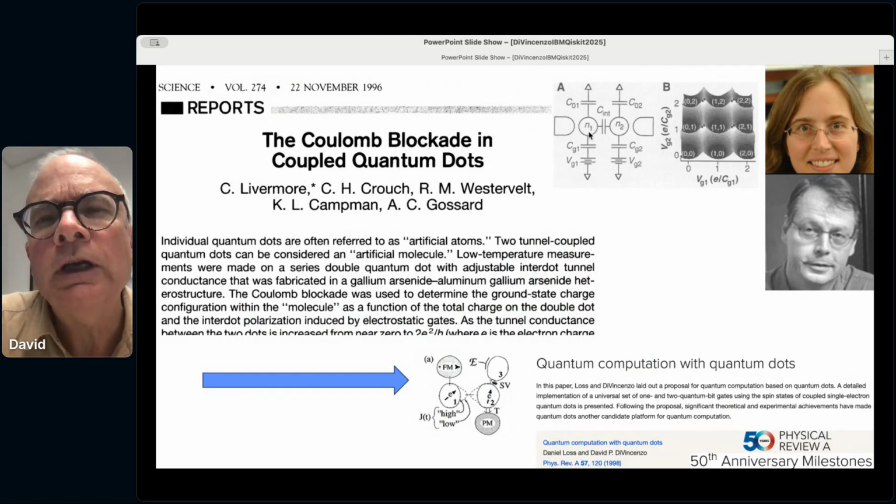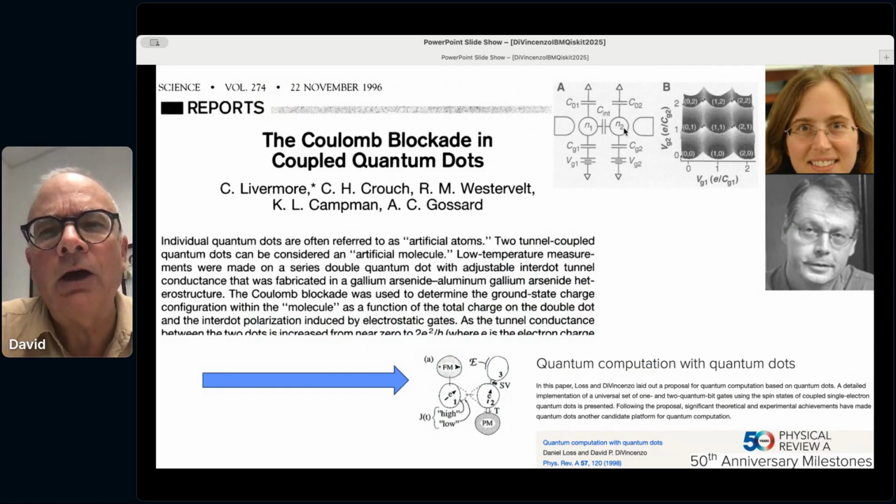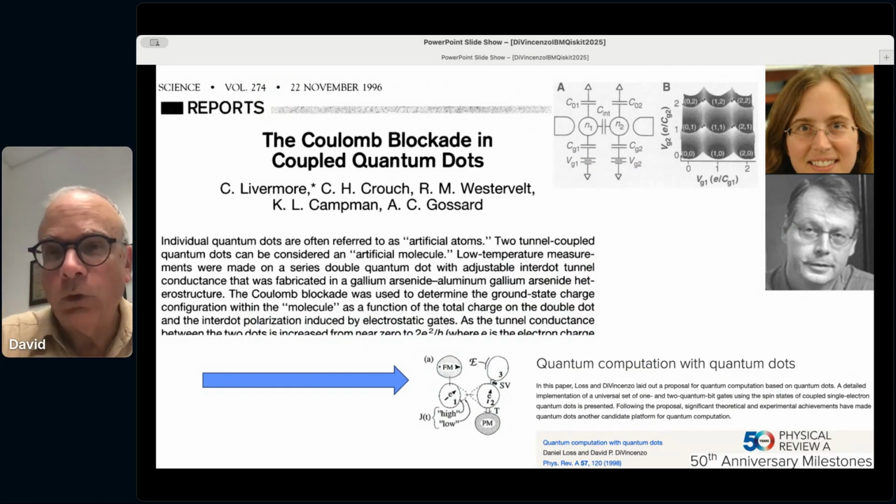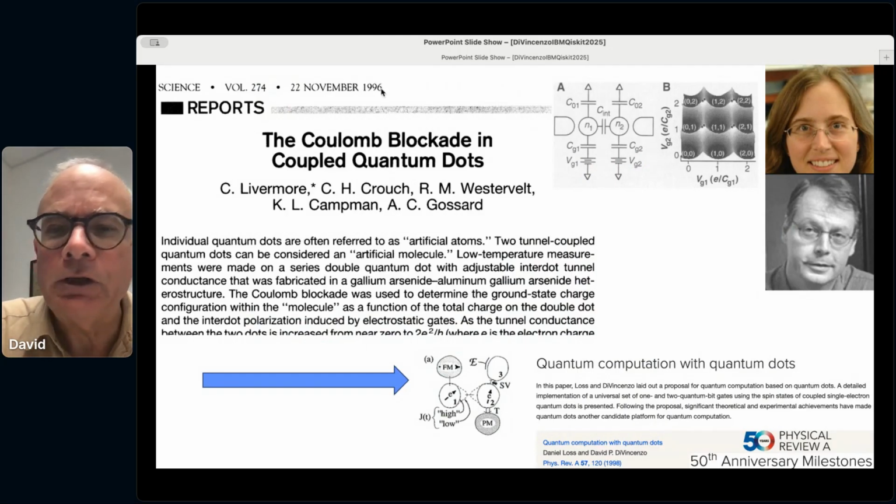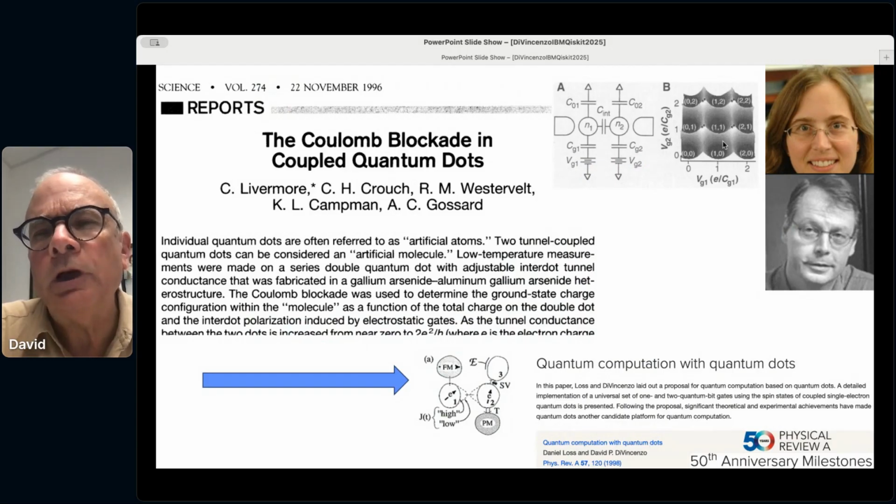So they were working on electrons that could hop in and out of these two quantum dots labeled N1 and N2. And what would really catch your eye in 1996 was that they had a picture which, on the face of it, would say that yes, they could actually put one electron in the left dot and one electron in the right dot. That would be 1, 1.